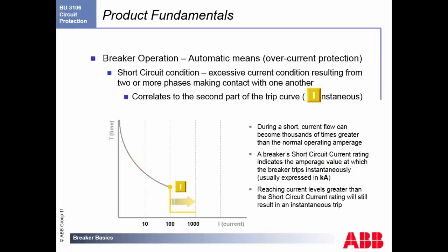The second one that's most important is the short circuit protection, as I like to call it. It's an excessive current condition when the phases make contact or you have a short to the neutral or ground. It correlates to the second part, which is called I for instantaneous, and these trip curves are pretty much industry standard. So you'll typically hear an LI, sometimes an LISG, and these are just different portions of the trip curve that tell you what fault and how long it takes us to trip and open the breaker.